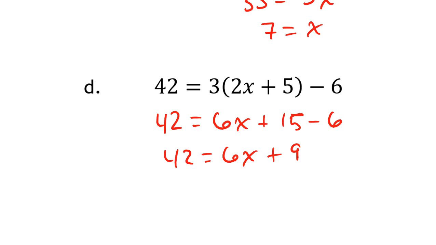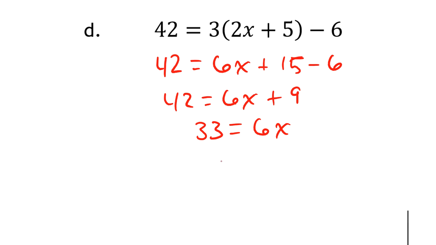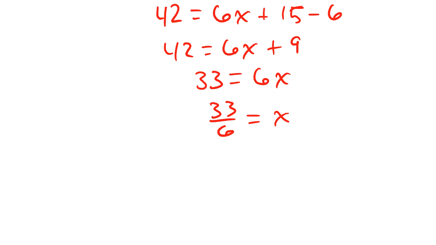And the next thing I have here is I'm going to take away a 9 from each side, so I get that 33 is what 6 times x is. And if I divide both sides by 6, we get 33/6 is x. And there is a common factor of 3 there. If you wrote that answer down, I don't think I would care. I would probably give you full credit.